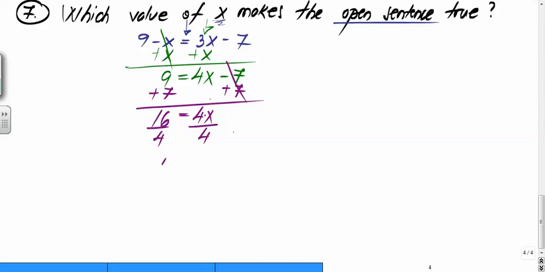16 divided by 4 is 4. 4x divided by 4, you have 4 divided by 4, which is 1. It's going to be 1x. Okay? So for what value of x will this open sentence be true? For x equal 4. Okay?